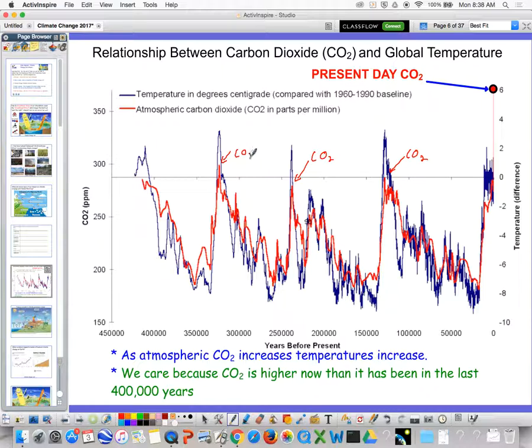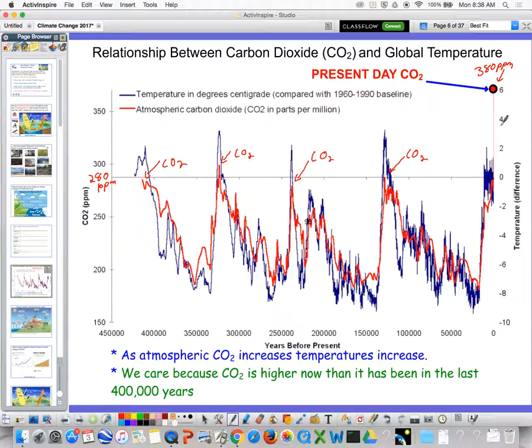Here. And right here. Over the last 450,000 years, CO2 has never gone above about 280 parts per million. So it's just a unit of measurement for measuring gases. And here we are today, approaching about 380 parts per million. So we're way above where we've been anywhere in the last 450,000 years.